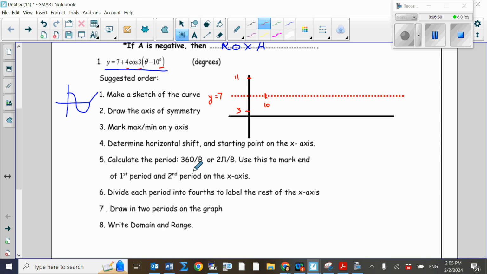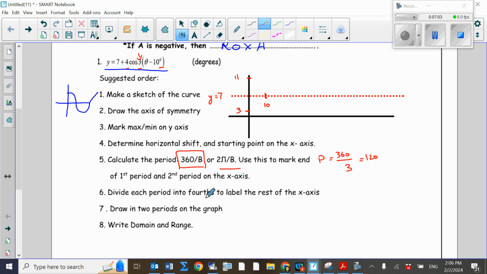Then we need to calculate the period of the function using either of these two formulas, depending on if you have a function in degrees or radians. So this is in degrees, so that means we're going to use this one. The b value is this one. Number 3 is the b value. So the period of the function will be 360 divided by 3, which is 120. So this is the period of the function.